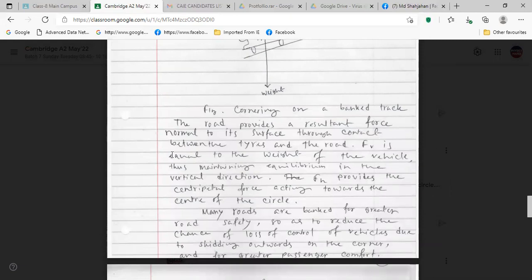Yes, continue. The road provides a resultant force normal to its surface through contact between the tires and the road. Fv is equal to the weight of the vehicle, maintaining equilibrium in the vertical direction. Fh provides the centripetal force acting towards the center of the circle. Many roads are banked for greater road safety, so as to reduce the chance of loss of control of vehicles due to skidding outwards in the corner, and for greater passenger comfort.